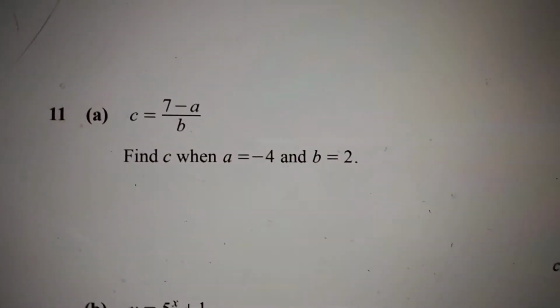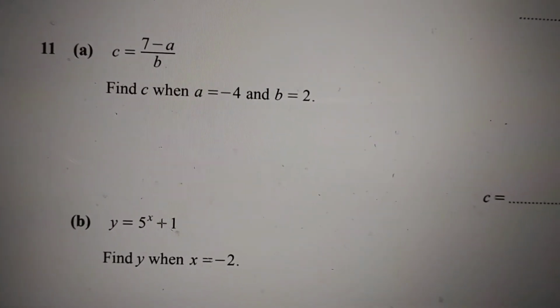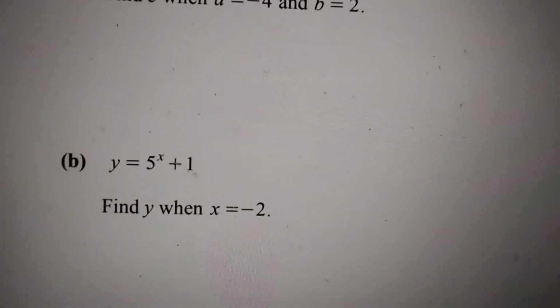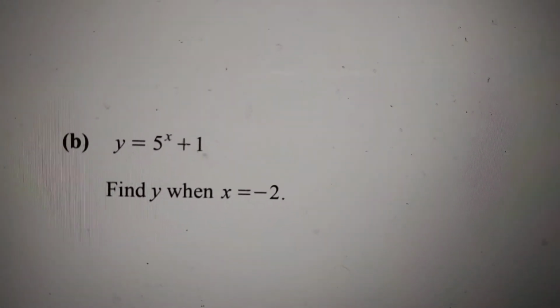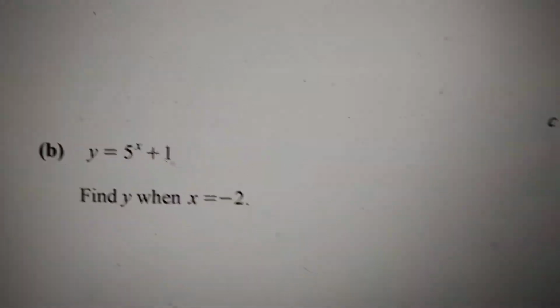C is given by 7 minus a upon b, and you have to find c when a is minus 4 and b is 2. And likewise, the second part is y equals 5 to the power x plus 1, and you have to find y when x is minus 2.